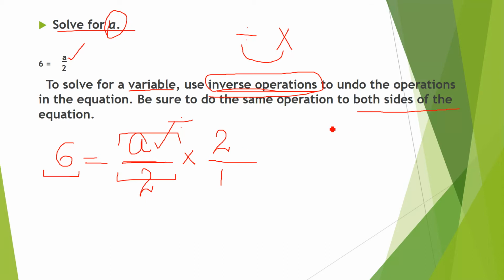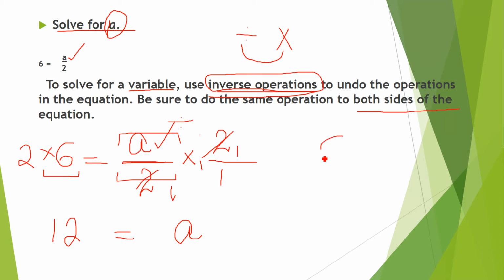And here: be sure to do the same operation to both sides of the equation. So what we did on the right side of the equation, multiply by 2, the same operation you have to do on the left side as well. So the 2 over 2 will cancel out. Only A is remaining on your right hand side, and 6 times 2 is 12. This is the answer. The value of variable A is equal to 12.